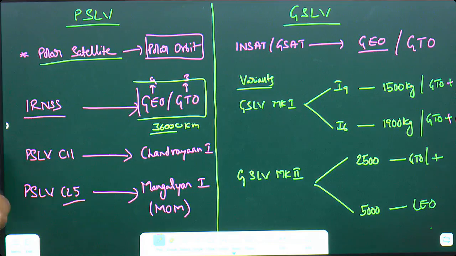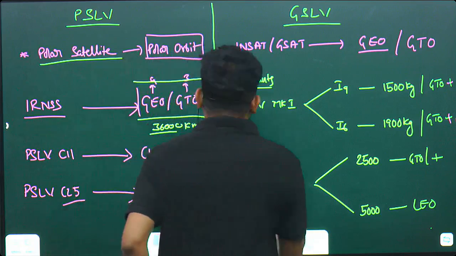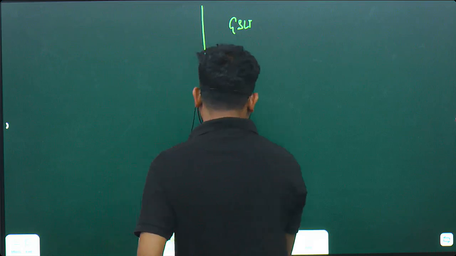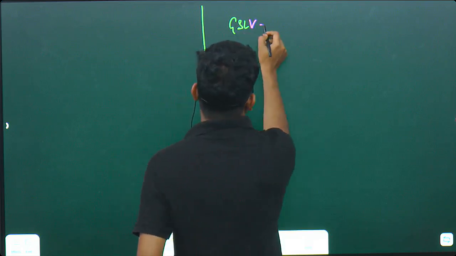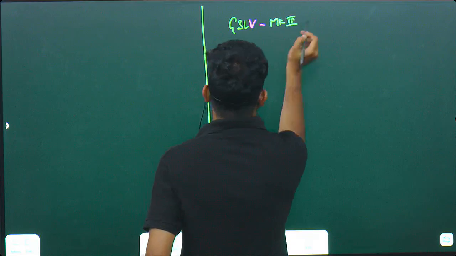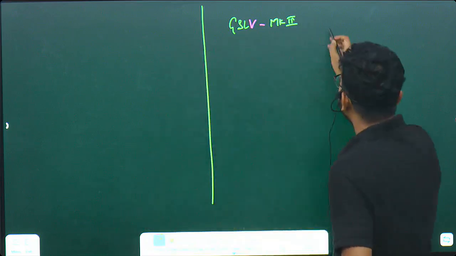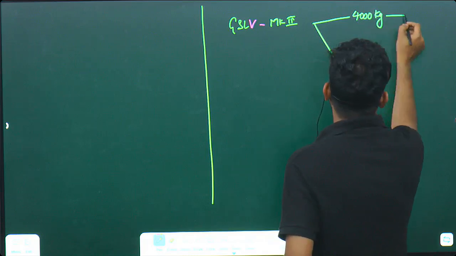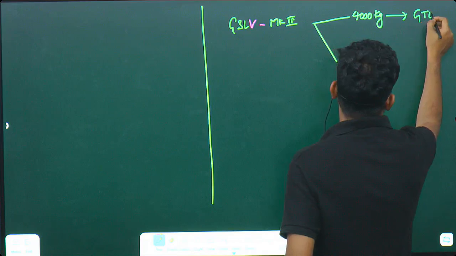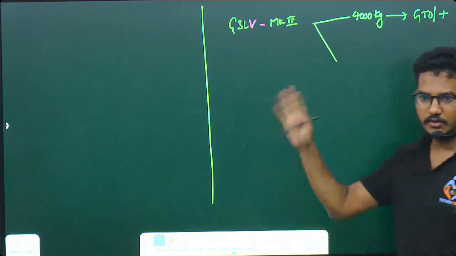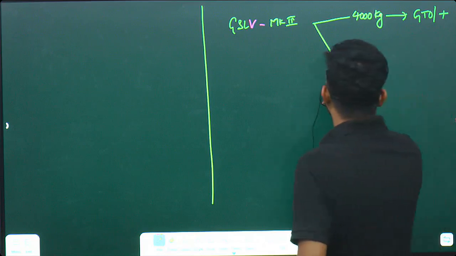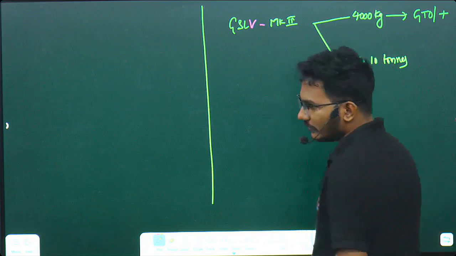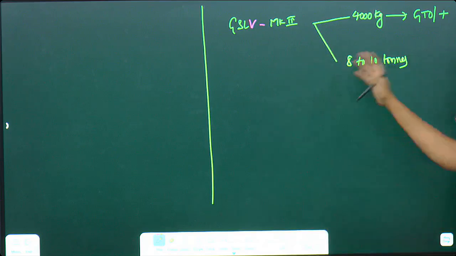Done? Yes. Now we are left with one more variant, which is GSLV Mark 3. Using this, we can carry 4000 kgs weight and reach GTO or above GTO. And we can carry 8 to 10 tons. Which means 8,000 to 10,000 kgs.